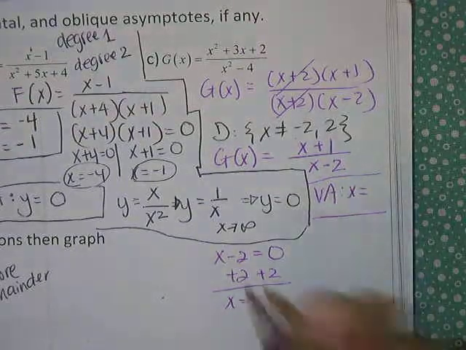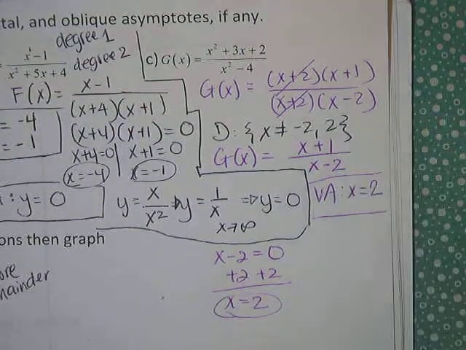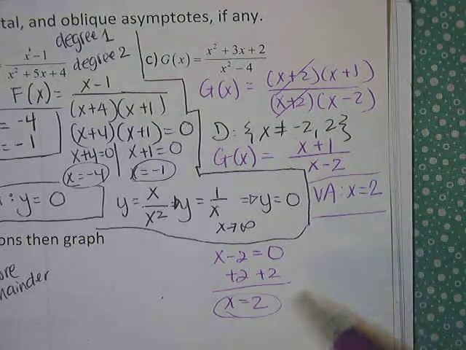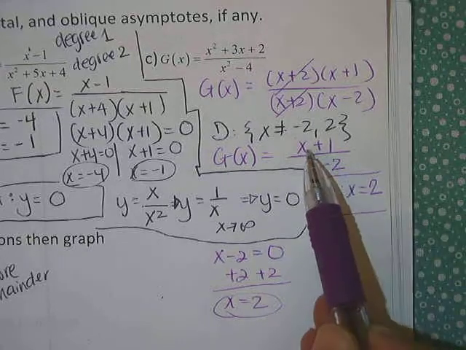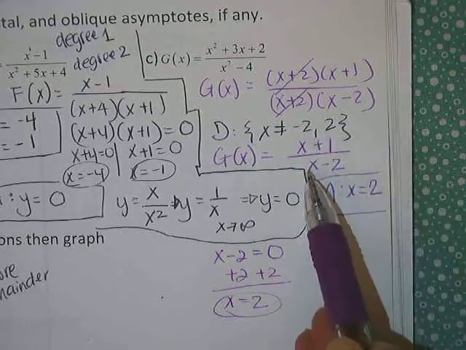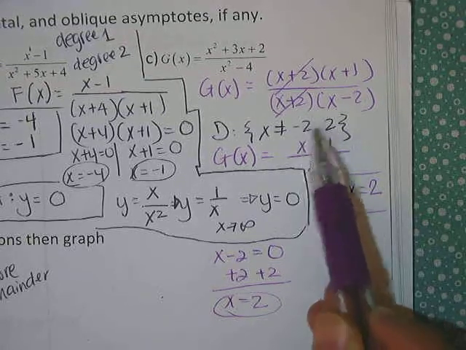To find my VA, which is an x equals equation, I'm going to box that up really quickly. I'm going to take my denominator, which is x minus 2, and set it equal to 0. Solve for x by adding 2 to both sides. X equals positive 2. Therefore, I have one vertical asymptote at x equals positive 2.